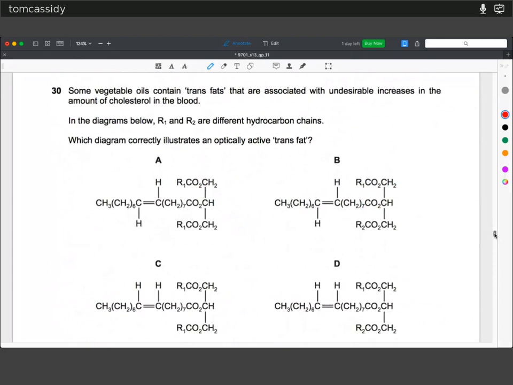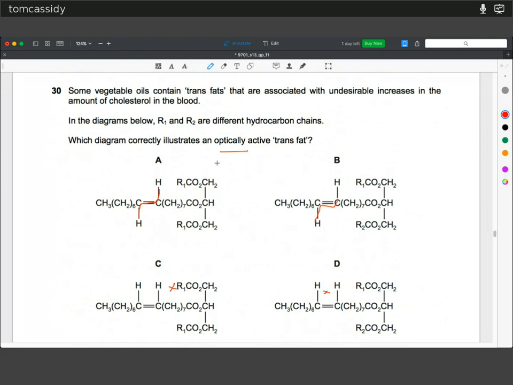Okay, so we're looking for this trans behavior here, where we're getting something different across the double bond. So the trans is going to be either that or that. These aren't trans at all, those are cis. Okay, and then we're looking for something that's optically active.